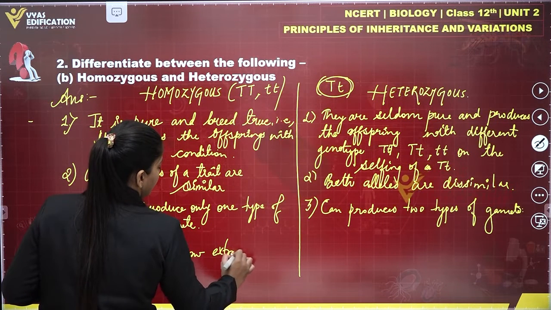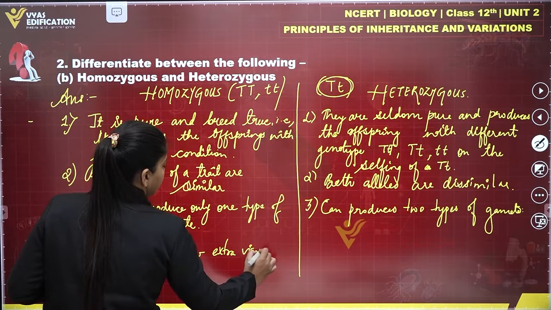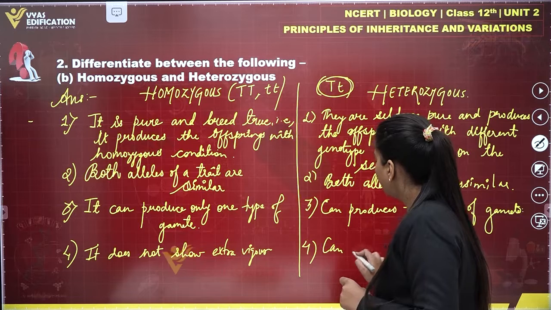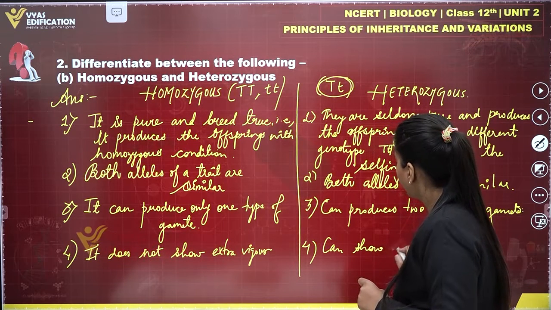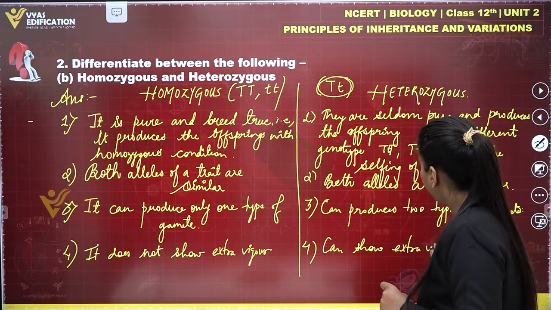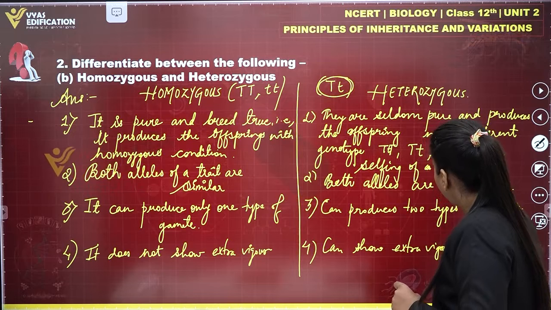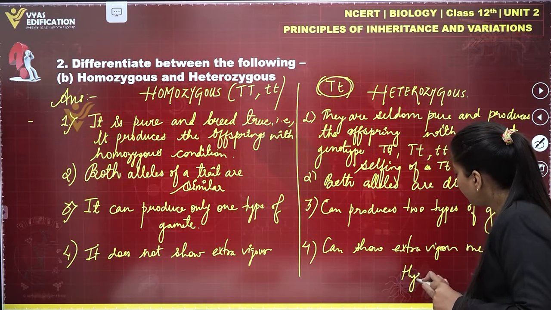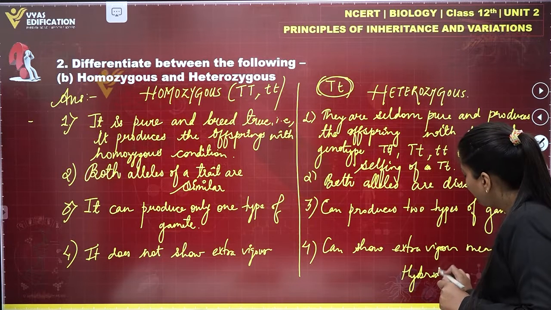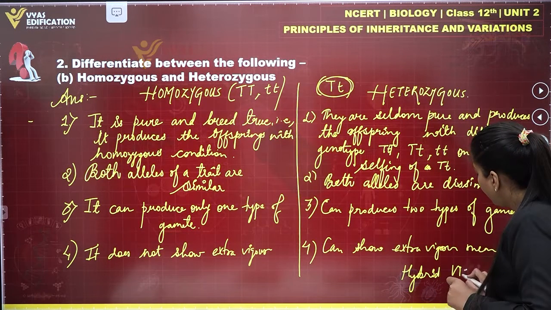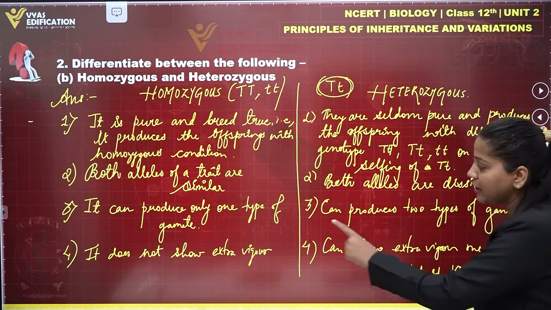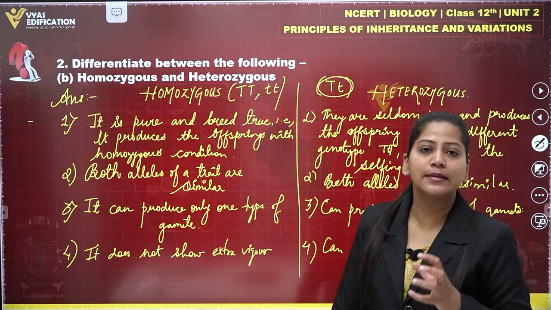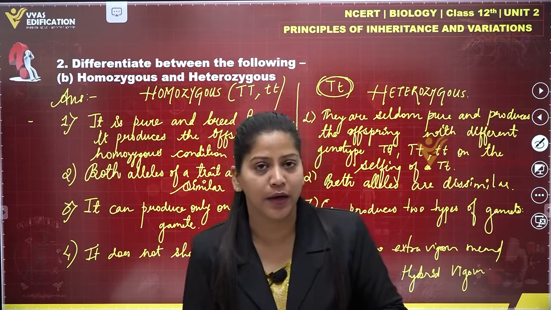Now, last but not least, the homozygous does not show extra vigor, whereas the heterozygous one can show extra vigor, which is known as hybrid vigor. That means it can produce hybrids, and the other cannot produce hybrids. So this is the basic difference between homozygous and heterozygous pairs of a trait.